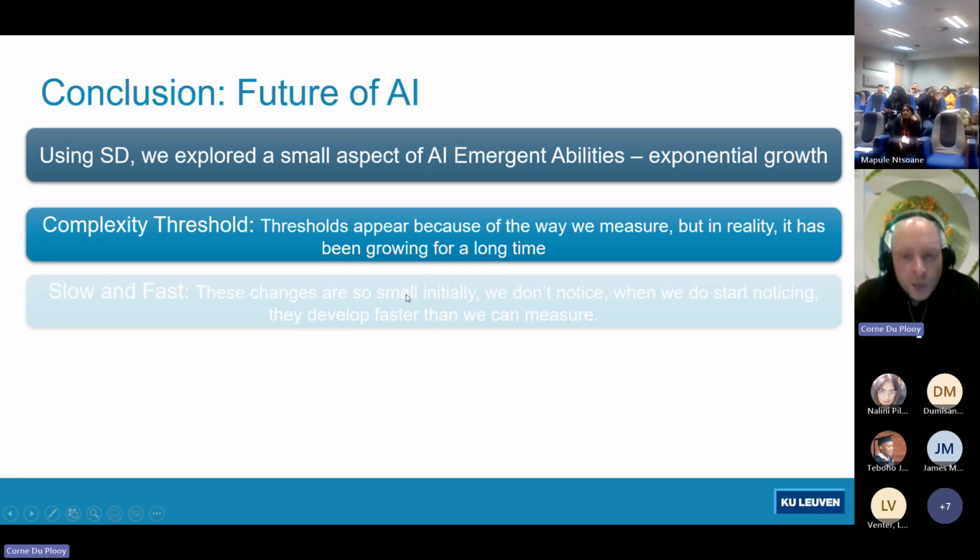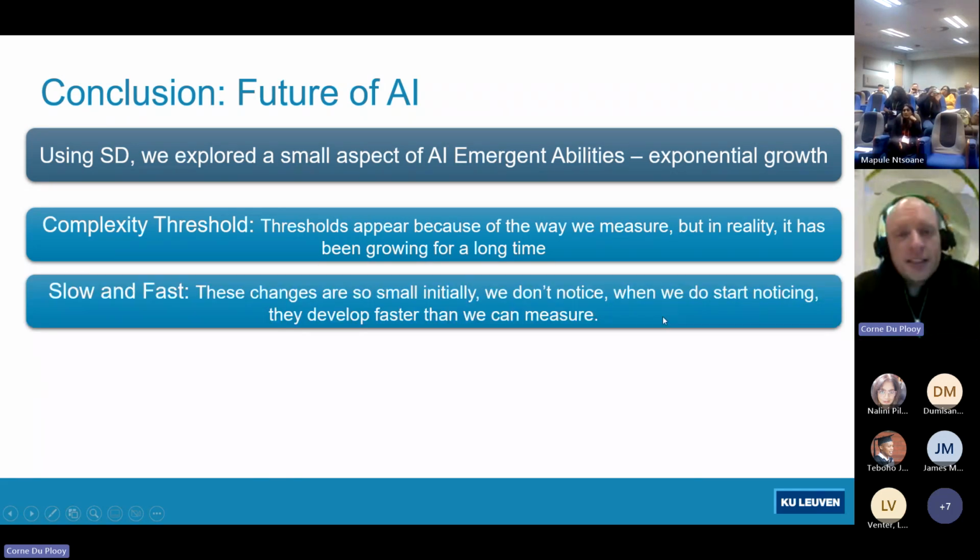So what I think is really important for us as humans to recognize is that it's both a slow and a fast process. It's slow because the complexity keeps on developing at a specific pace, and it's been doing that for decades. But we only start noticing it. And when we do start noticing it, it's already at that S-curve point where it's growing exponentially. So then it seems like, oh, it's growing so fast, but it's actually been there for a long time.